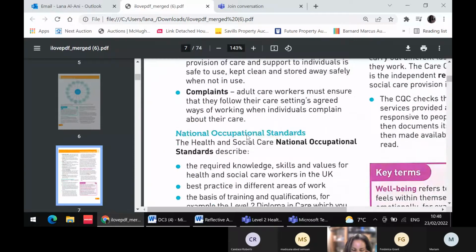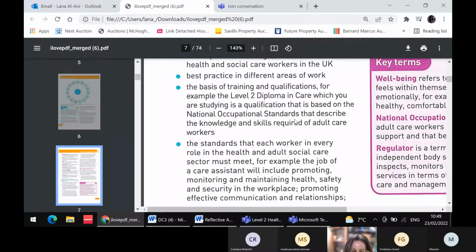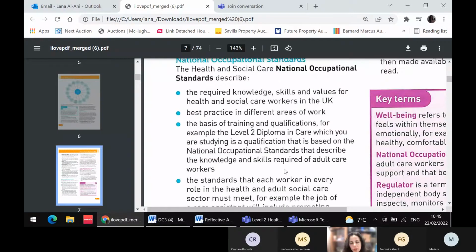You can write it down as well. And then the last one, which is not the last one, there is the National Occupational Standard, and this one is all about the required knowledge and skills for a person to work in child care and health and social care. Also the best practice in different areas of work.